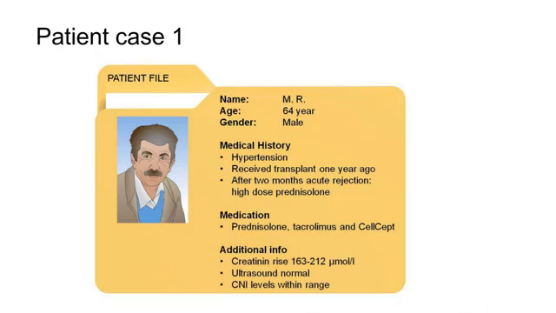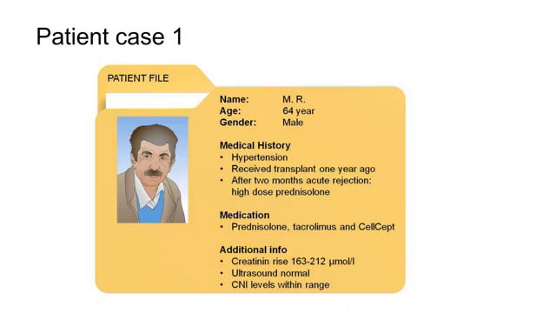The first patient is a male, 64 years old, with a medical history of hypertension. He received a renal transplantation 1 year ago. His wife, 52 years old, was the donor. His maintenance therapy consists of prednisolone, tacrolimus and CellCept. 2 months after the transplantation, he had an acute rejection episode, for which he received high-dose prednisolone.